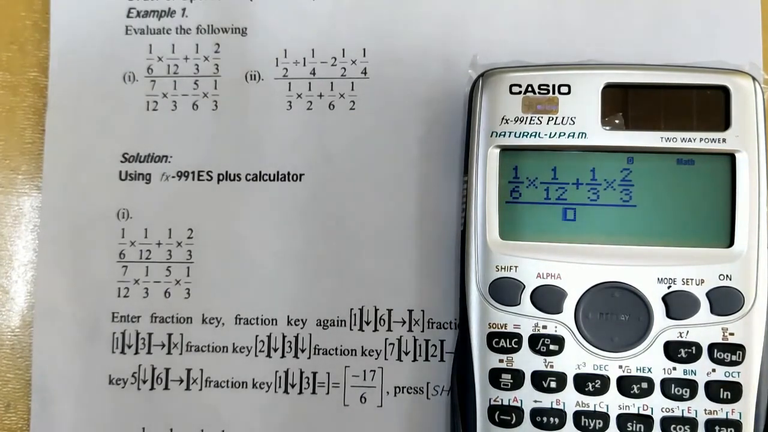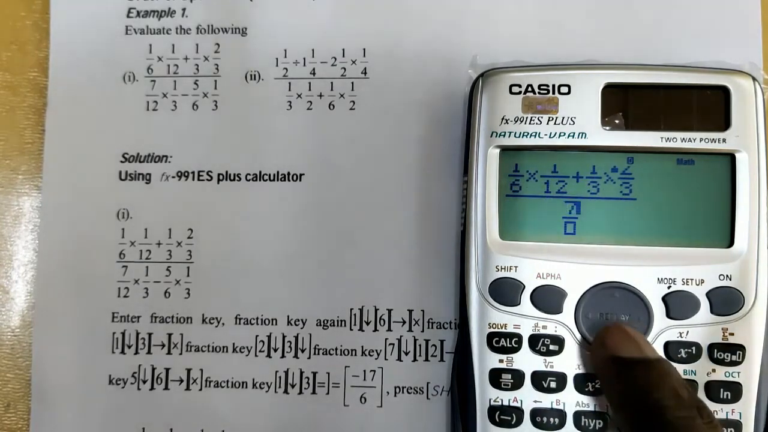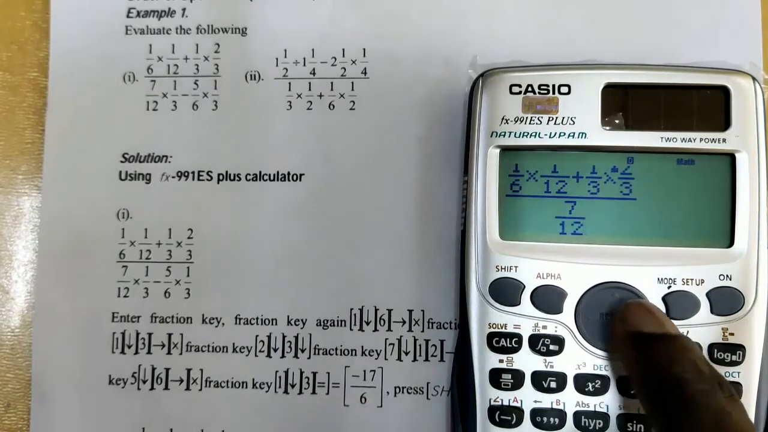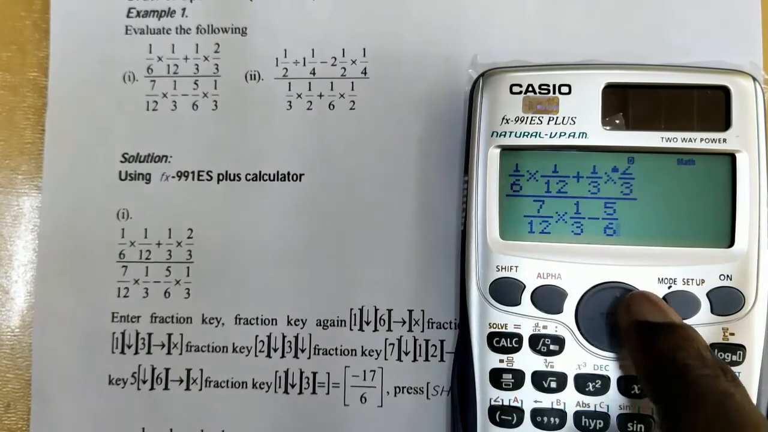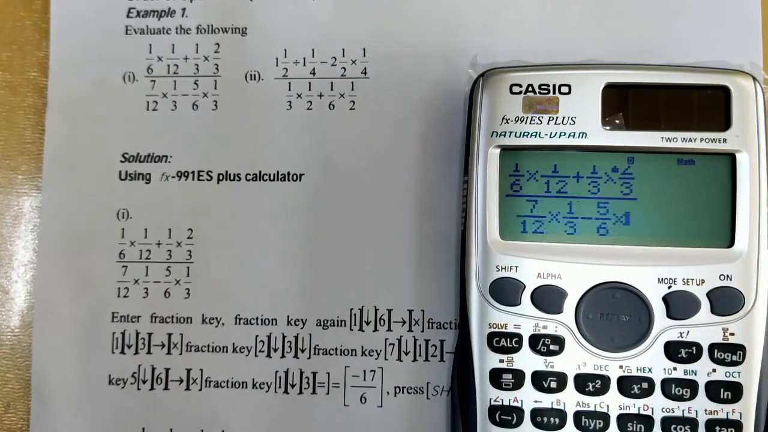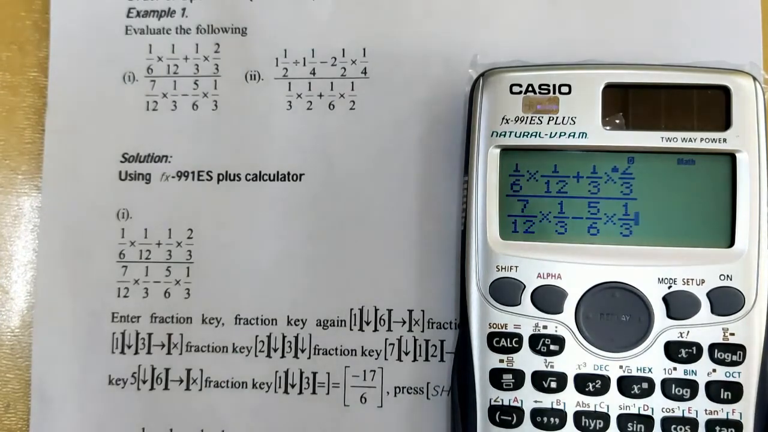Then you bring your replay key down again to be able to get the denominator's fractions. So down here, you need to go to the fraction key again, then 7, replay key down, 12, replay key right, times fraction key, 1, replay key down, 3, replay key right, minus fraction key, 5, replay key down, 6, replay key right, times fraction key, 1, replay key down, and 3. Now you are done with all this.